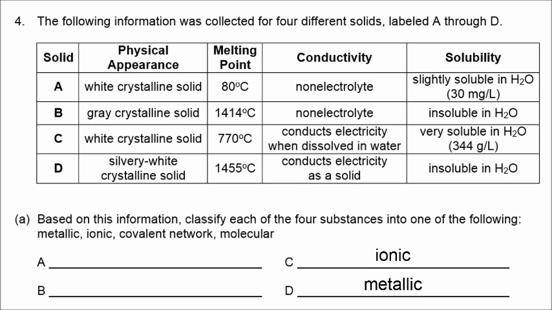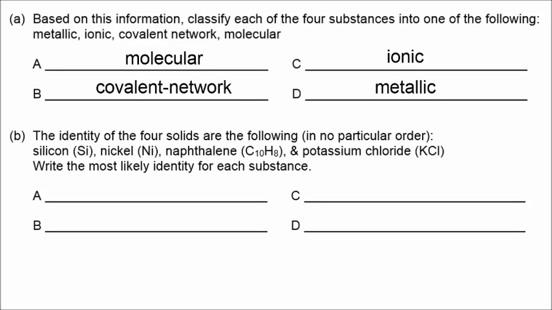Now, solids A and B are either covalent network or molecular. Whichever one has stronger covalent bonds, so the covalent network solid, is going to have a much higher melting point. So solid B must be covalent network because of its high melting point, and that leaves solid A as molecular. Now that we know what the 4 types are, can we identify silicon, nickel, naphthalene, and potassium chloride into these 4 categories? Well, yes.